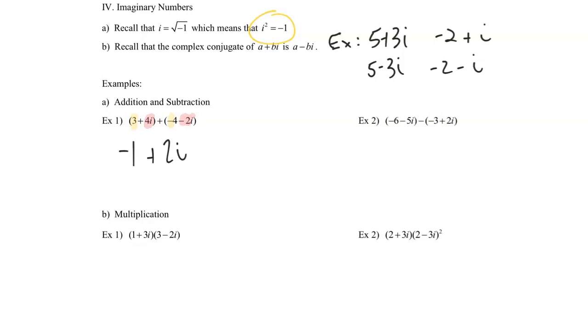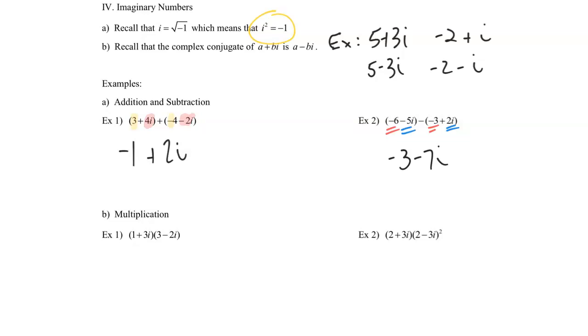Now, in example 2, we have essentially the same thing, it's just subtracting. So I have -6 as a real part minus -3, so that ends up being -6 plus 3, which is -3 for my real part. And then the imaginary part is going to be -5i minus 2i, and that's going to end up giving me a -7i for my imaginary part.